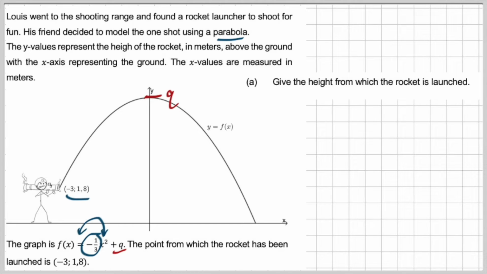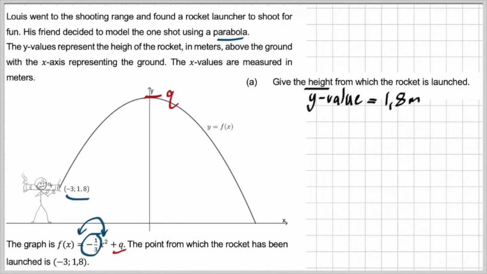So the first question is, give the height from which the rocket is launched. The height from which the rocket is launched, very important. That's the y value at the start, because it's height. So 1.8 what? Meters, because we are working in meters.